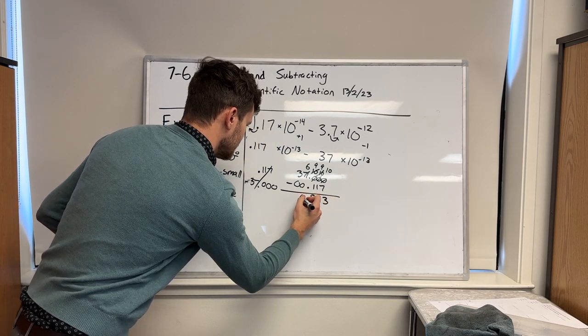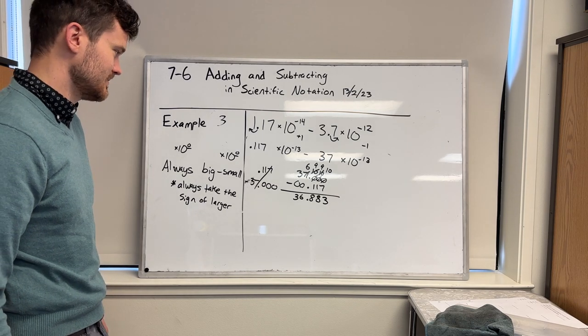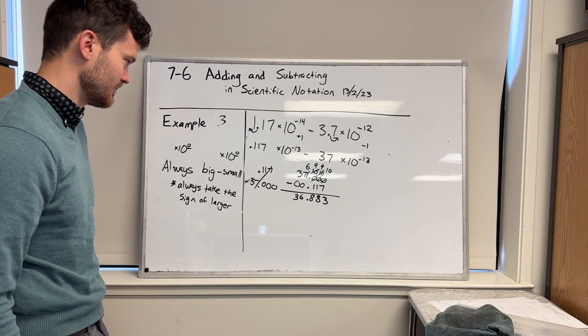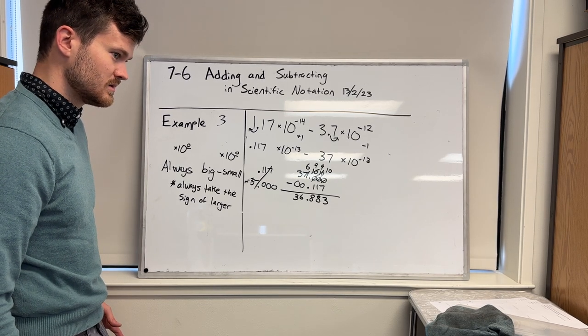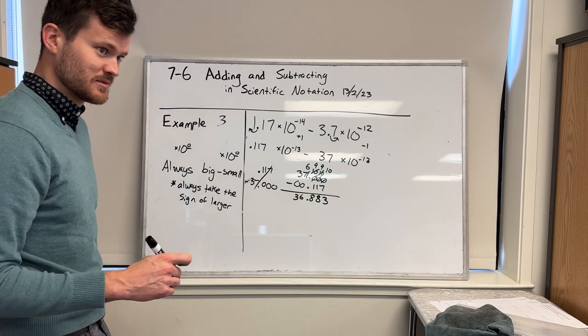3, 8, 6, 3. There's a decimal place, 6 and 3. Excellent, there it is. All right, Eli, is that the final answer? No. No, there's two problems with it. Give me one of them. What do we need to do? You gotta make it scientific notation. Good, that's one of the first problems. Someone else tell me one of the second problems.